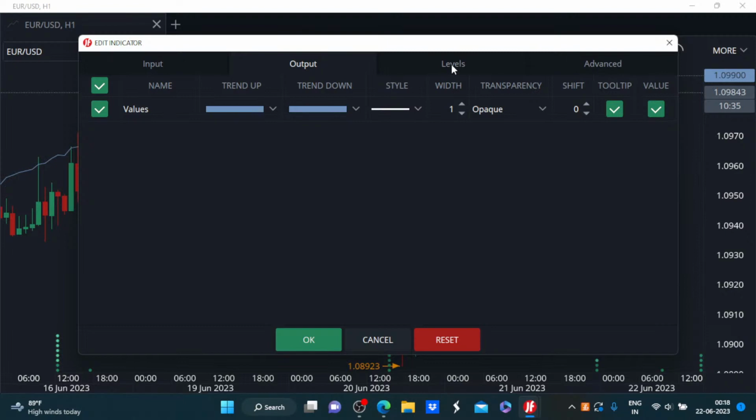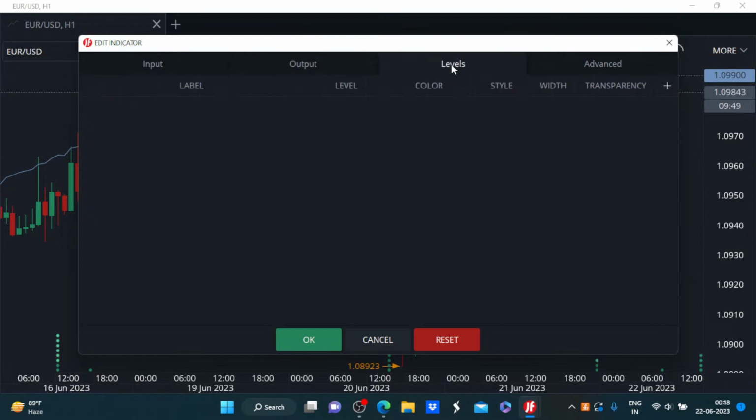Then coming to the levels, we don't really have predefined levels for this indicator because it is incredibly hard for us to arrive at desirable levels in the case of moving averages, and this is a recursive moving trend average. So in this case also it is going to be fairly difficult for us to arrive at some predefined levels to work with.